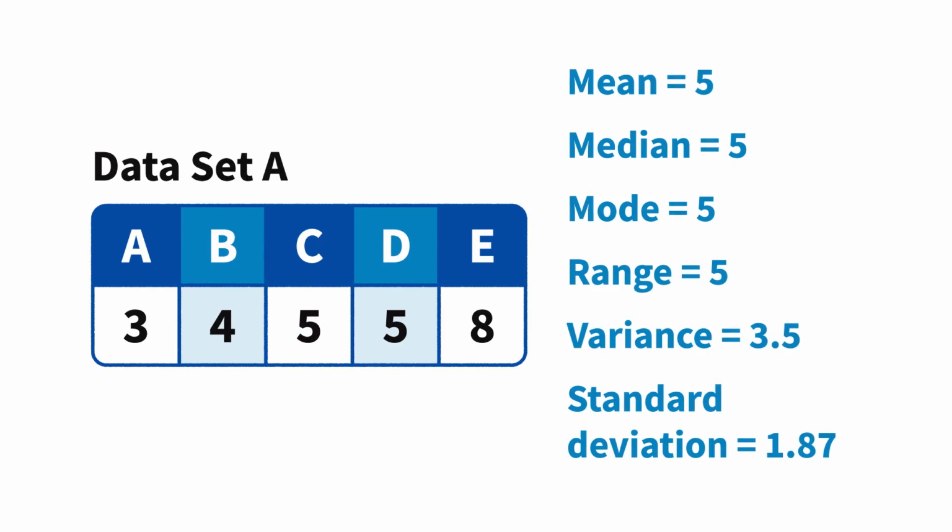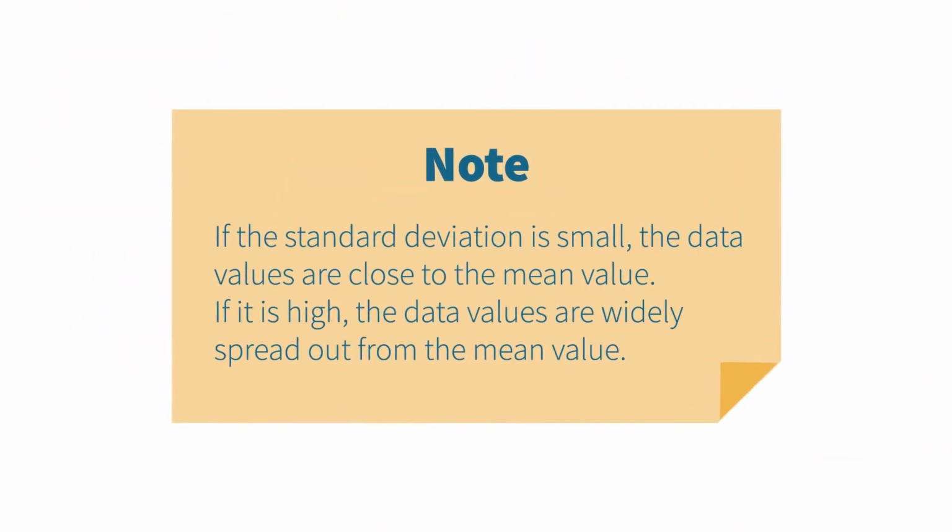Variance tells us the degree of spread in a dataset. The more spread out the data is, the larger the variance is in relation to the mean. Standard deviation gives information about the spread of data values from the mean value. If the standard deviation is small, the data values are close to the mean value. If it is high, the data values are widely spread out from the mean value.